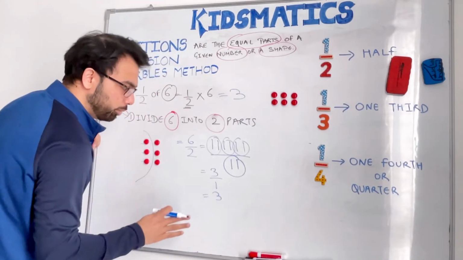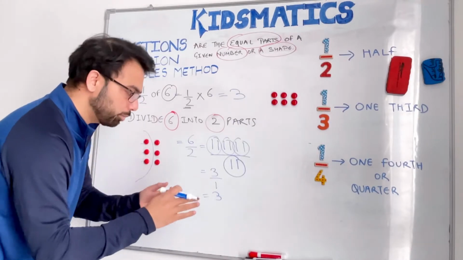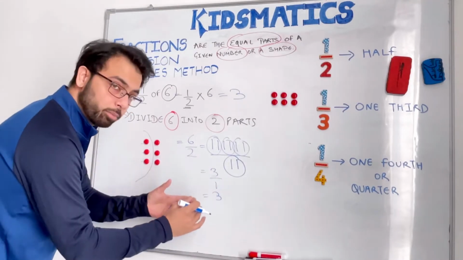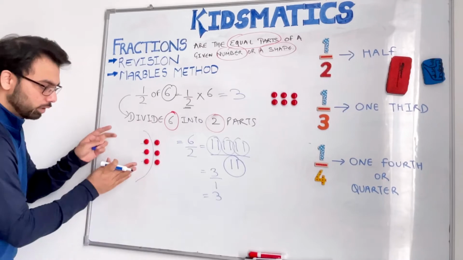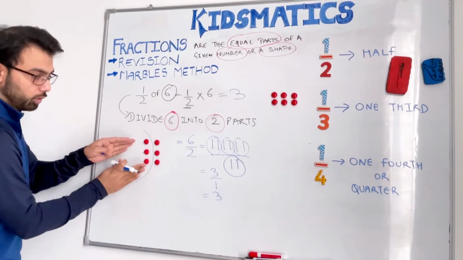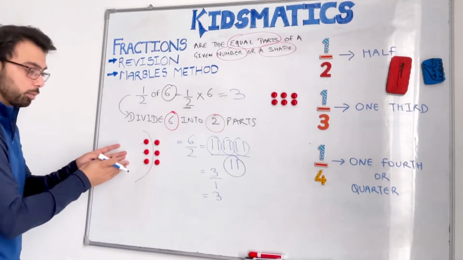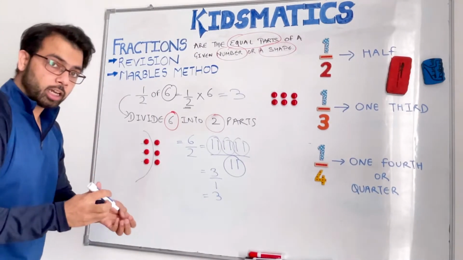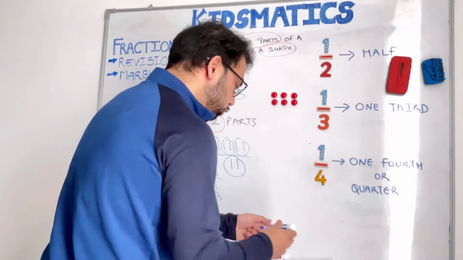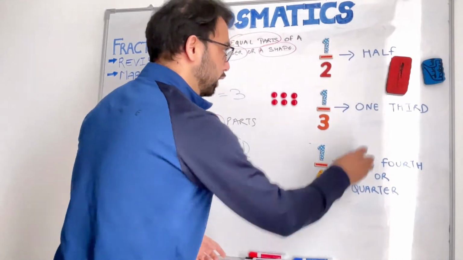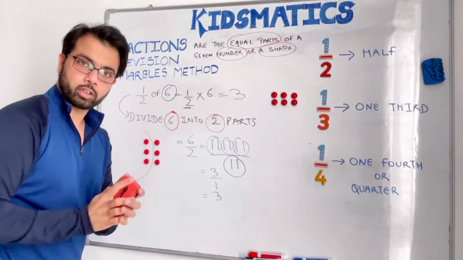Any number divided by 1 remains the same number. So in this case the number is 3. So 3 divided by 1 equals 3. As you can see, this 3 matches this 3. So with the lines method we got the same answer, and with this marble method we also got the same answer. I hope this was clear. Let me do one more example, and then I'll let Harshu perform 1 or 2 examples for you.